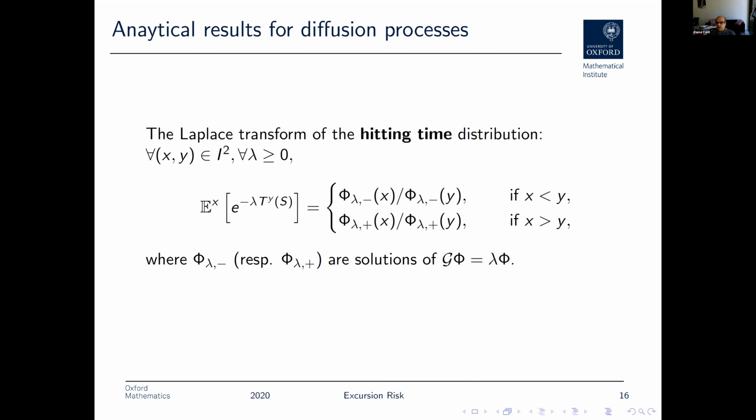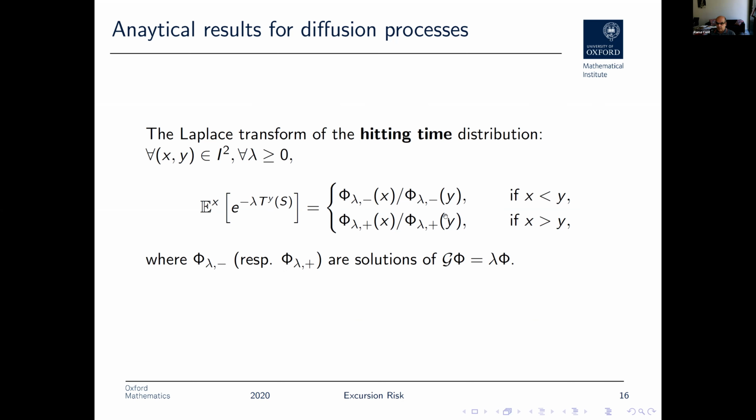So the hitting time distributions are known analytically in terms of their Laplace transform. Again, remember we defined T_y as the hitting time of the level y starting from 0. All of these hitting times are described in terms of what are called the Wiener-Hopf factors. So phi lambda plus and phi lambda minus are a pair of functions which are solutions of the eigenvalue problem for this operator G. Okay, so you solve the eigenvalue problem for G, you get two solutions for each lambda, which have different symmetries.